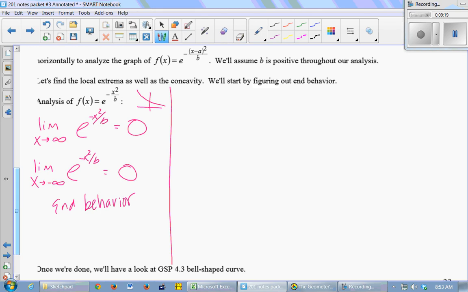All right, and then if I want to find local extrema, how do you find local extrema? Derivative. What do I do with it? You got it. Okay, so to find local extrema, first we find f prime of x. So what's the derivative of e to some stuff? e to the stuff, so it's going to be e to the negative x squared over b times the derivative, I'll just write this out, d dx of negative x squared over b.